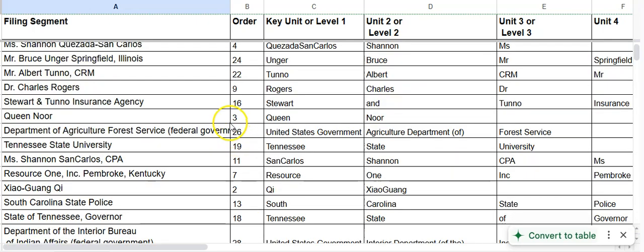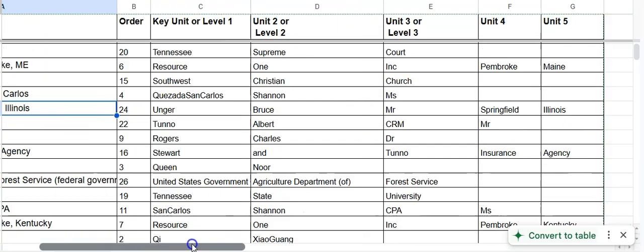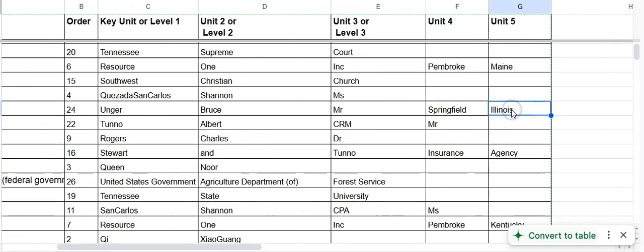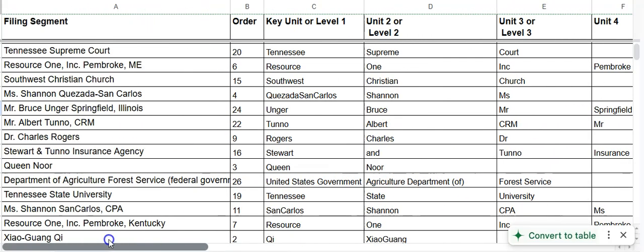Okay, so we did have two people named Mr. Bruce Unger in a city called Springfield, and because the cities matched, we do have to include the state. Notice that no matter what, the state needs to be spelled out.